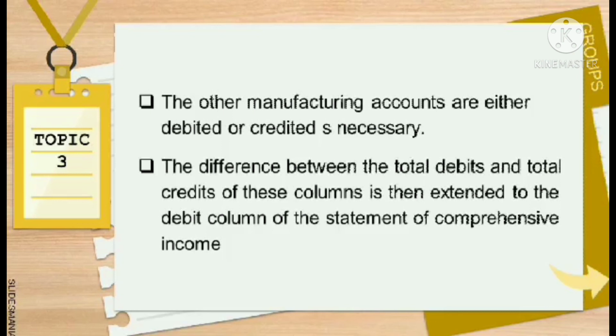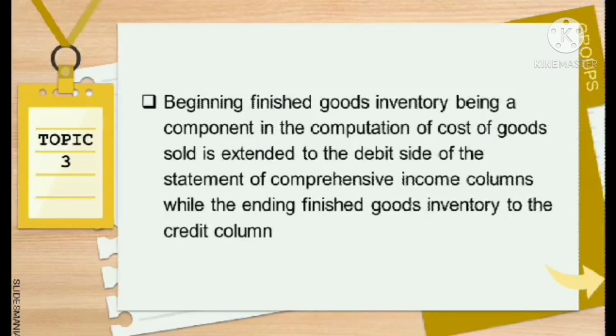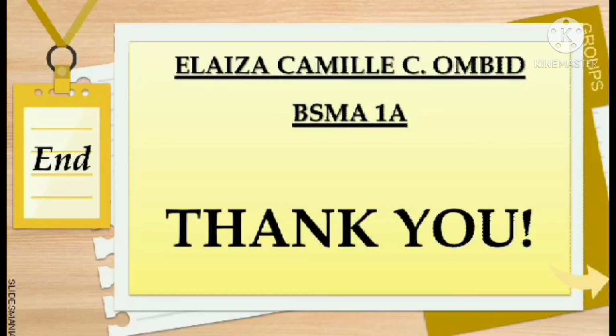The difference between the total debits and total credits of the two columns is then extended to the debit column of the statement of comprehensive income. Beginning finished goods inventory, being a component in the computation of cost of goods sold, is extended to the debit side of the statement of comprehensive income columns, while the ending finished goods inventory goes to the credit column. And here my report ends.